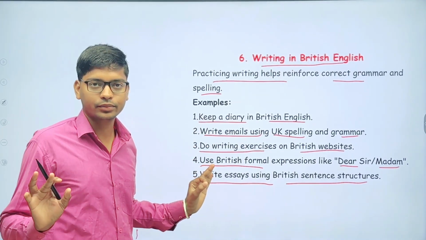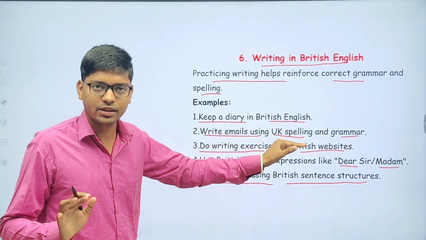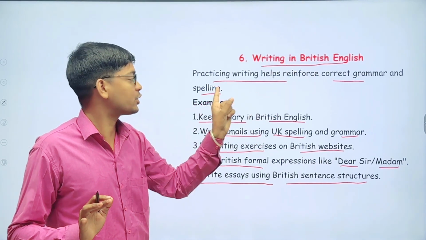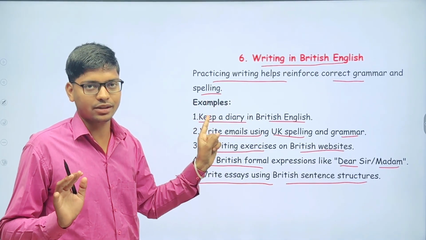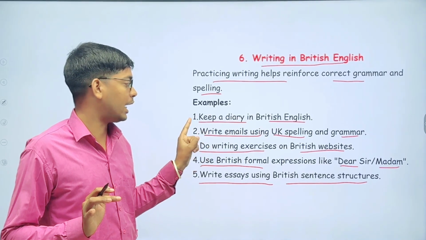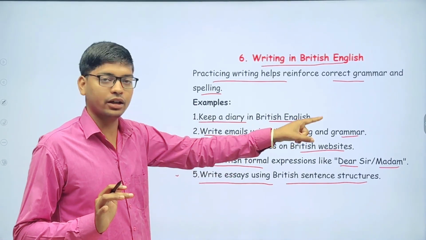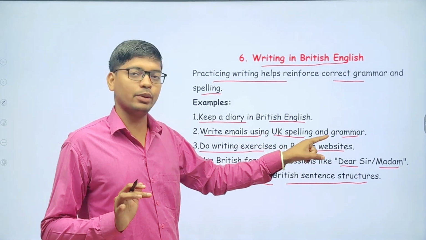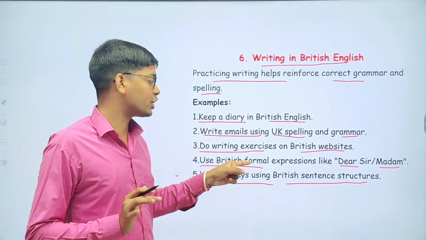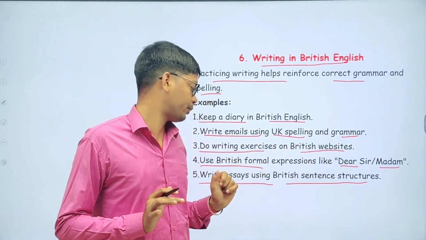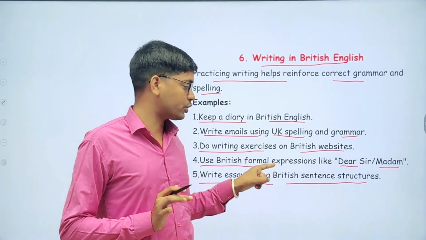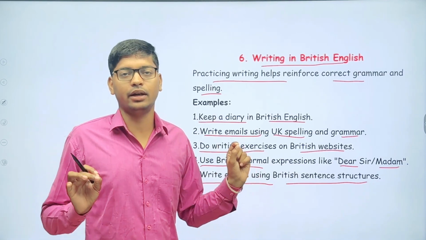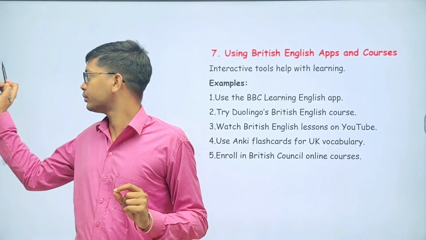Here are five methods. First, keep a diary in British English, but focus on correct grammar and spelling words of British English. Write emails using UK spelling and grammar, and do writing exercises on British websites. Use British formal expressions like dear sir, madam. Write essays using British sentence structures. Okay, let's see our last and very important method.